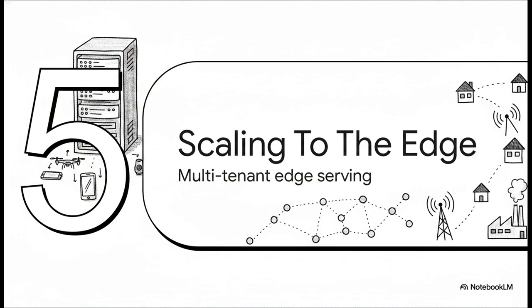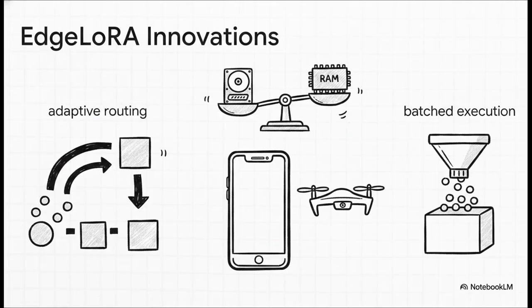And our final stop, Section 5, scaling LLMs to the edge. Serving multiple fine-tuned, specialized models, or LoRAs, on resource-constrained edge devices like phones or drones introduces some really unique hurdles. But a new framework called EdgeLoRA solves this with 3 specific innovations. It automatically routes requests to the right adapter, it smartly manages heterogeneous memory between disk and active RAM, and it batches LoRA inference to keep things blazing fast despite the limited hardware.